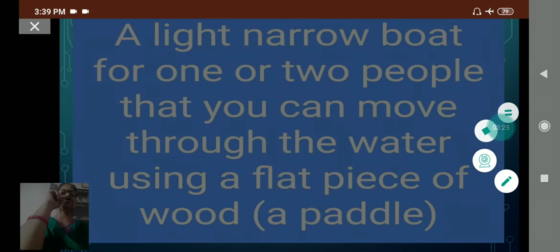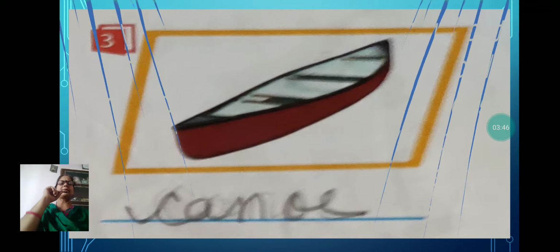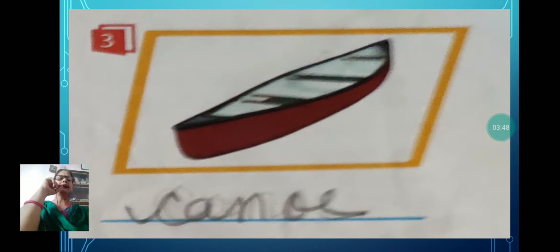Here it is about the canoe. A canoe is a light narrow boat for one or two people that you can move, and a boat we use in the water only, and it has a paddle also, a wooden piece. Usually people use this type of canoe to move in the water at tourist spots.